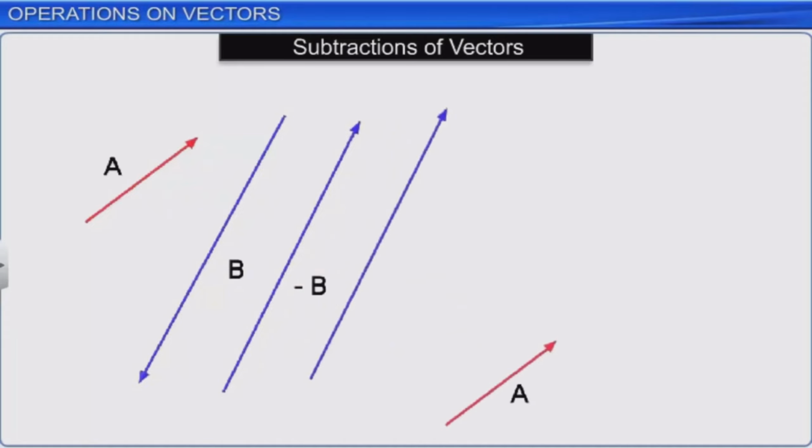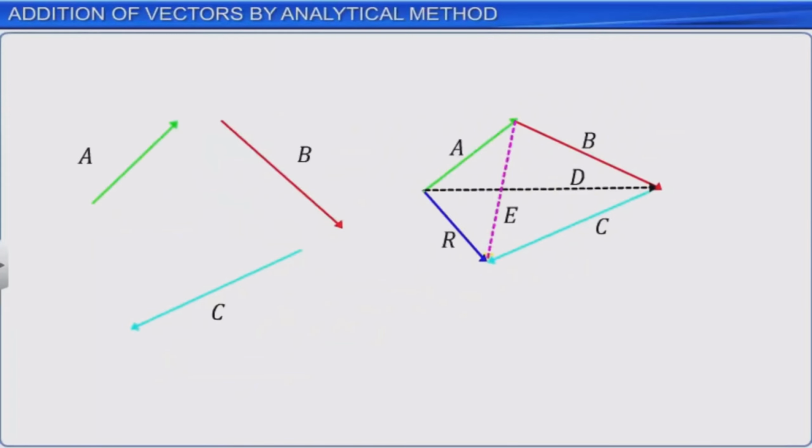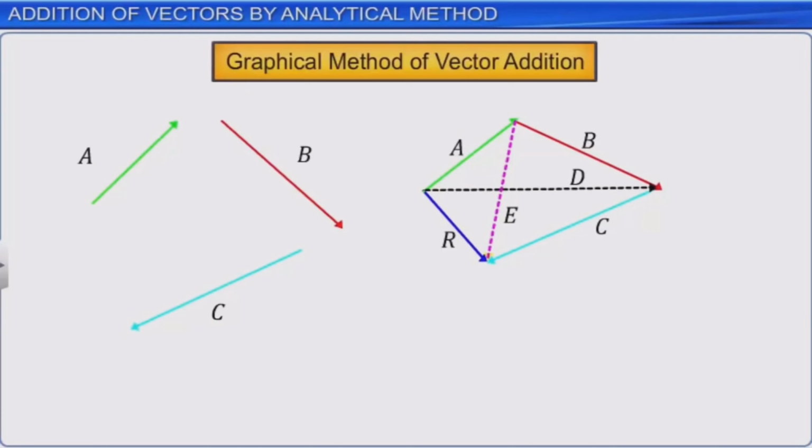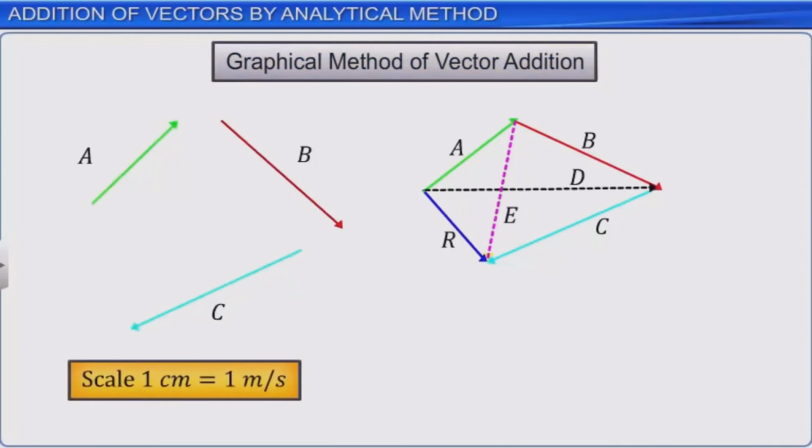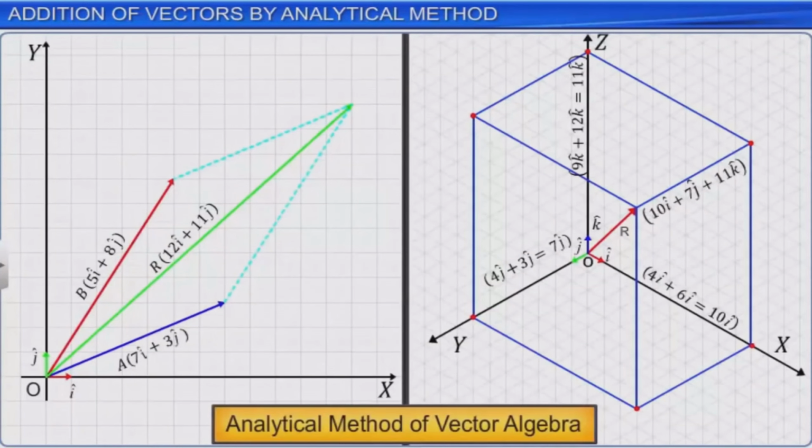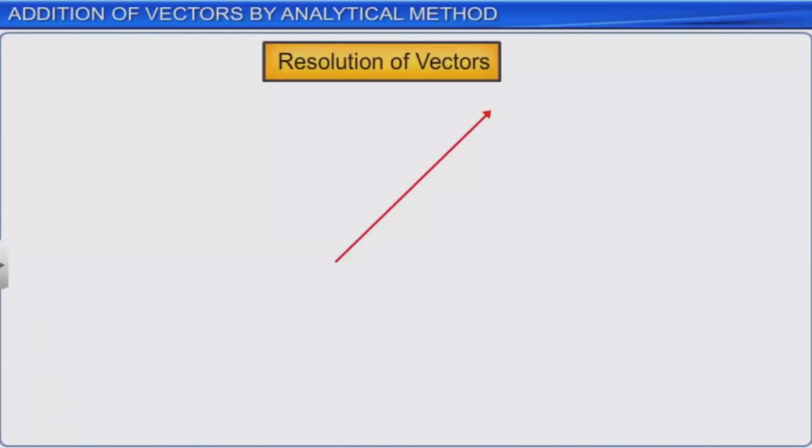Earlier, you learnt about the addition of vectors by the graphical method. The accuracy of the results obtained using the graphical method depends on the scale you chose and your ability to draw exact parallel lines. You can get accurate results using the analytical method of vector algebra. Before learning the analytical method of vector algebra, you should understand the concept of resolution of a given vector in any two required directions.